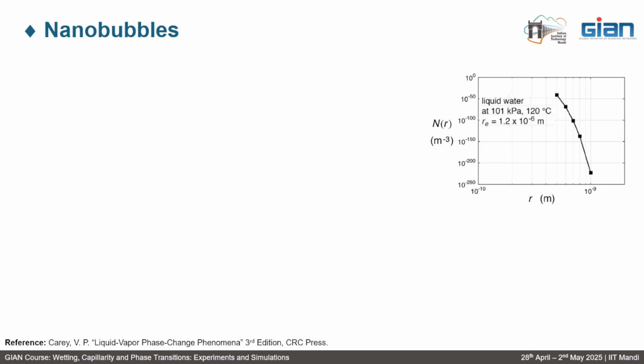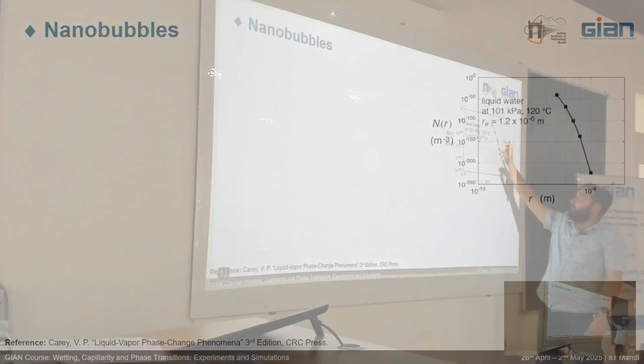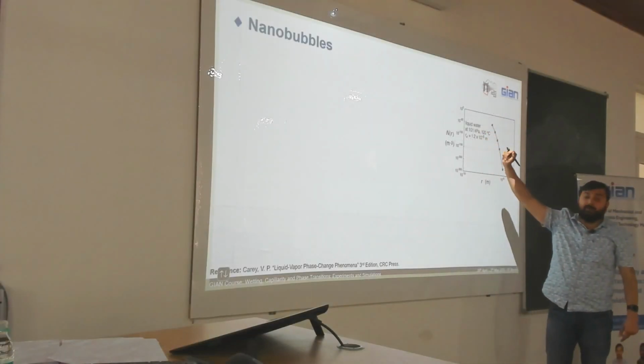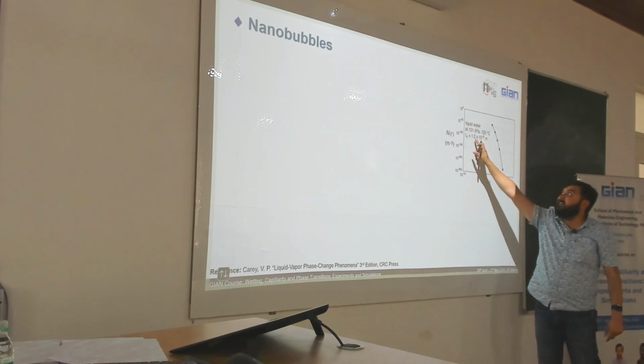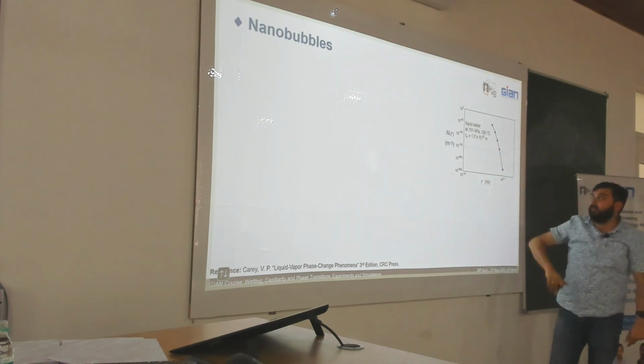One thing I would like to highlight here is that this is a graph which shows the variation of number of bubbles of a specific radius, number of bubbles of certain R per unit volume. So this N(R) just represents number, and here we have the radius of the bubble. For liquid water at 101 kPa and 120 degrees centigrade, the critical radius comes out to 1.2 × 10 to the power minus 6 meters, which we already discussed in the beginning.